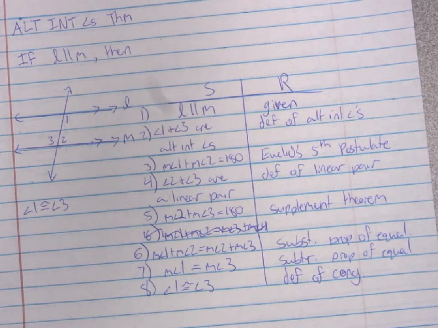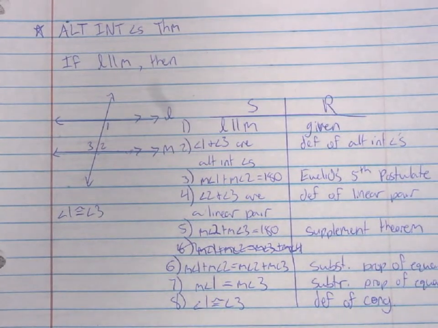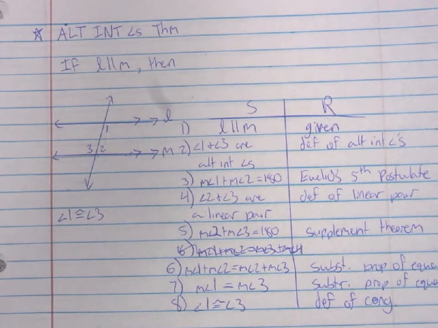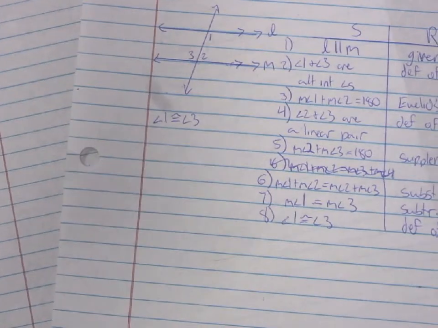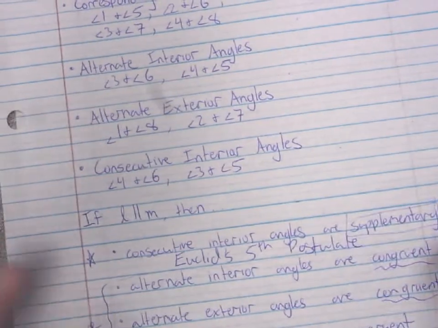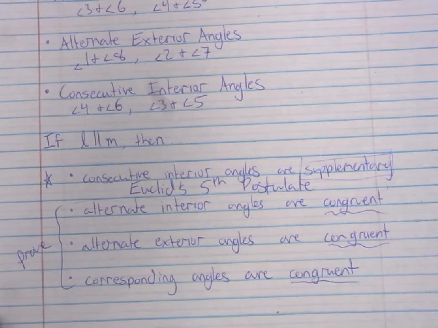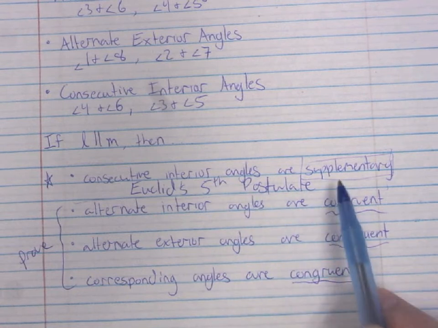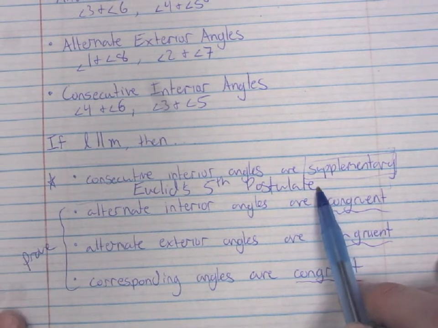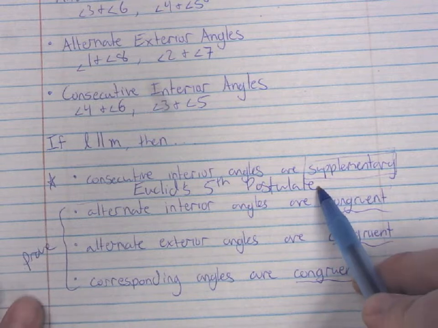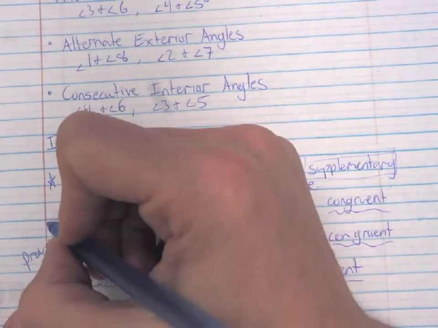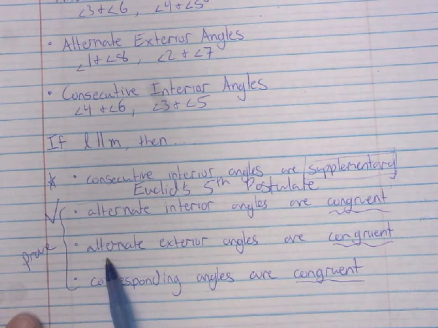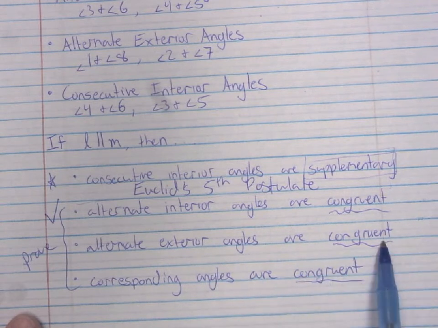The next two proofs are actually going to be much faster than this because now that we have this first one, we can use it, and it gets a whole lot easier. Let's take a look at the second thing we want to prove. Back on this first note page, we wanted to prove consecutive interior angles are supplementary. We talked about how that's essentially Euclid's fifth postulate, so we don't really have to prove it. It's already stated in different language. We wanted to prove alternate interior angles are congruent, which we just did. Check. So the next one we want to prove is that alternate exterior angles are congruent.